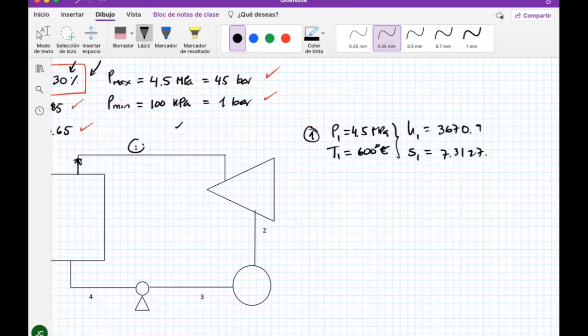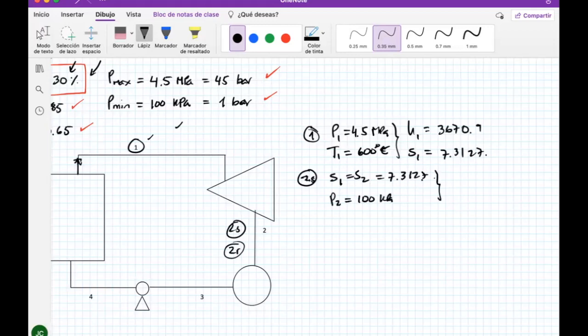Now let's just go with state 2. State 2 is split into 2s, which is the isentropic part, and 2r, which is the real part. So I'm going to go with the isentropic part. S1 needs to be equal to S2s, otherwise it's not isentropic, so I will put this same number here. And also P2 equals 100 kilopascals.